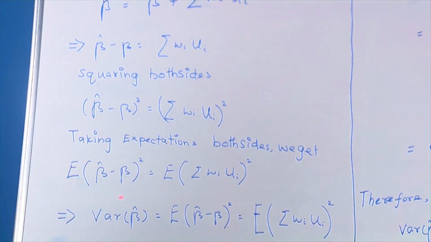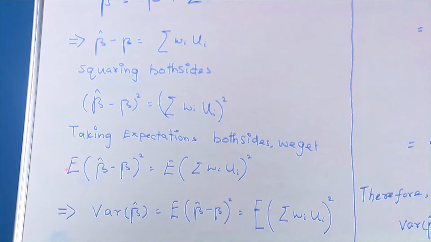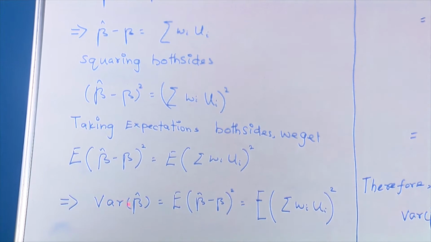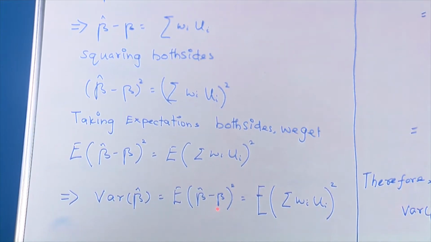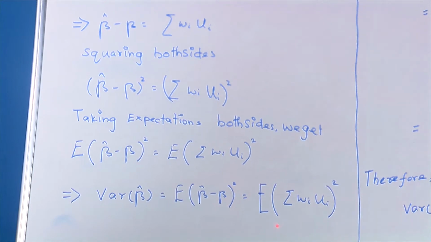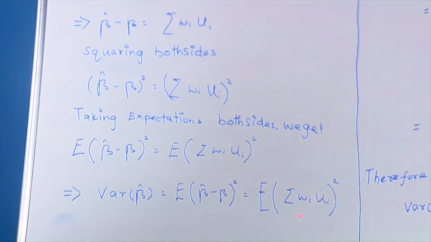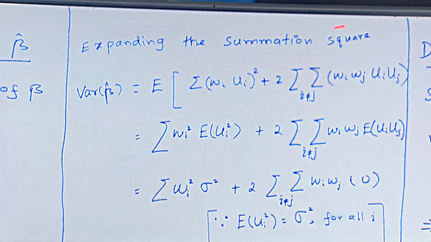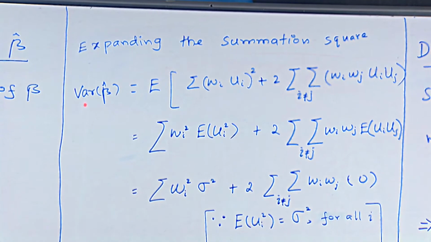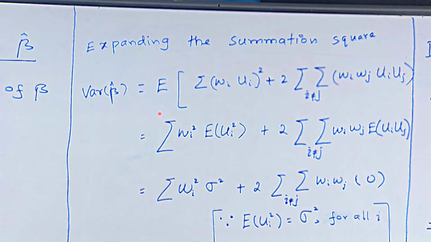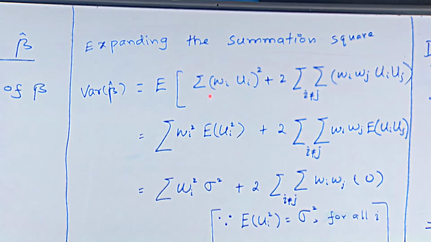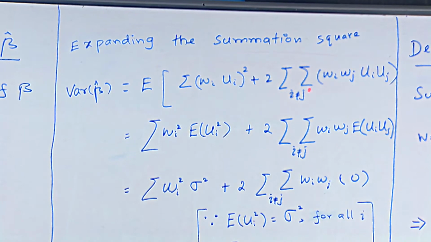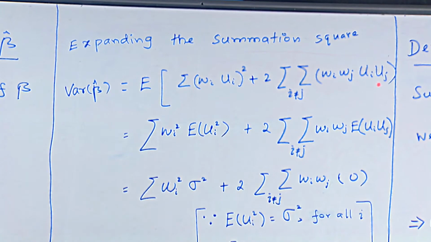In fact, this expectation of (beta hat minus beta) whole square is nothing but the variance of beta hat. So we may write variance of beta hat is equal to expectation of (beta hat minus beta) whole square, which is equal to expectation of (sigma wi ui) whole square. Expanding the summation square, we get variance of beta hat is equal to expectation of sigma wi square ui square plus 2 into double sigma, i not equal to j, wi wj ui uj.